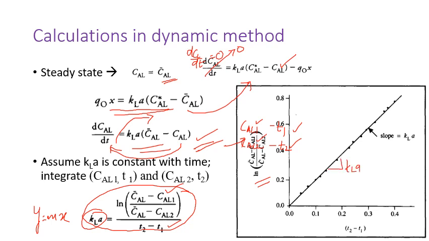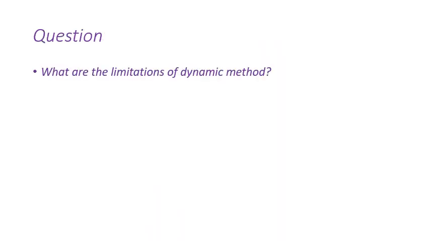You can measure CAL1, CAL2, C cap AL, T1 and T2 during the experiment, substitute all of these, and plot a curve. The slope of this curve will give you the value of KLA.